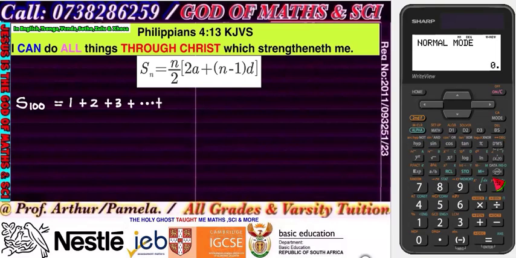Then you're going to have plus 98, and then plus 99, and then plus, let's make it 100. Can you see that? So you need to add all these numbers, all of them together. Now, the simple way to do that is to reverse that equation. All right, so you're going to write the same thing, but in a reversed form.